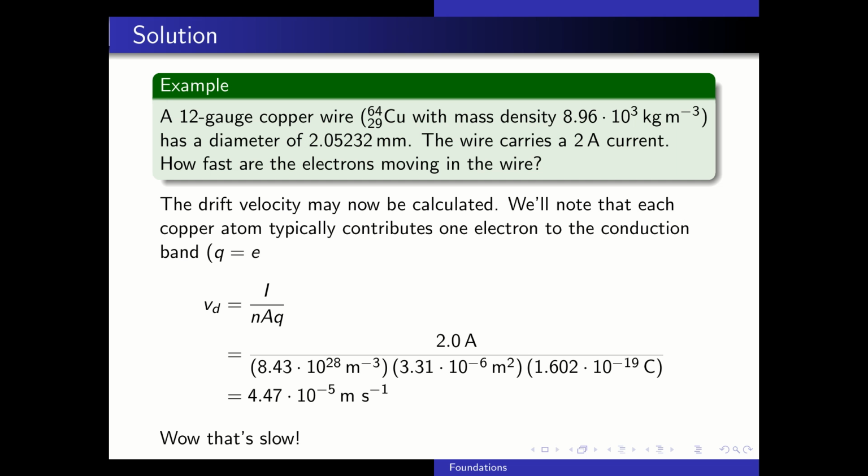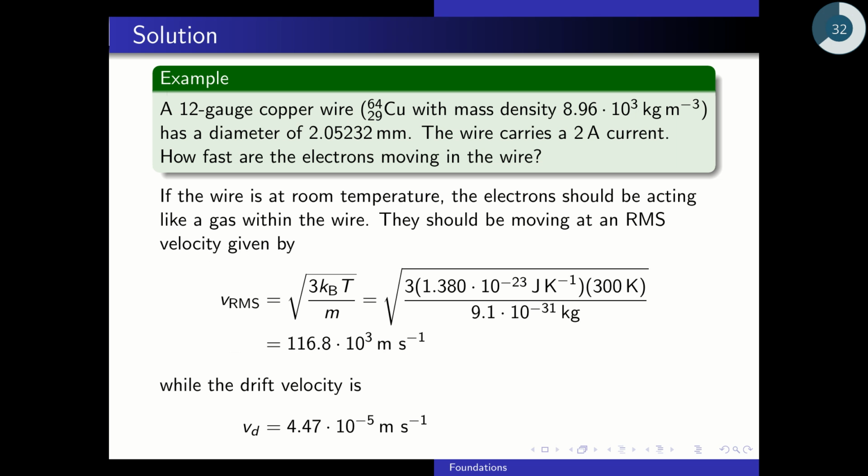Let's calculate something else really quickly from last term. If the wire is at room temperature, the conduction electrons are basically acting like a gas inside that conductor. They should be moving at an RMS velocity that looks like the square root of 3kT over m. If you go back and look at our kinetic theory of gases from last term, you'll find that expression. So exactly how fast are these electrons moving? In a room temperature wire, 300 Kelvin or so, the individual electrons should be moving at a speed of about 116 kilometers per second. That's about 1 times 10 to the 5th meters per second.